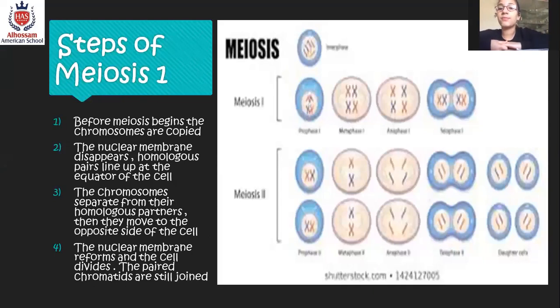Now, the steps of meiosis. In meiosis 1, first, before it begins, the chromosomes are copied and the DNA is copied as well. Then in prophase the nuclear membrane dissolves or disappears, making the homologous chromosomes clear, and they are more obvious.